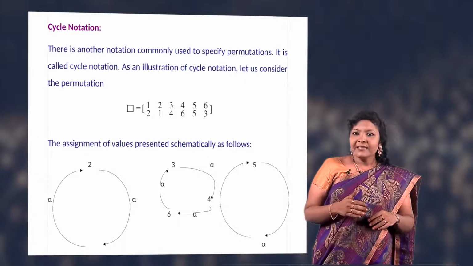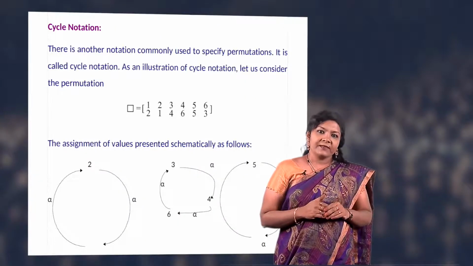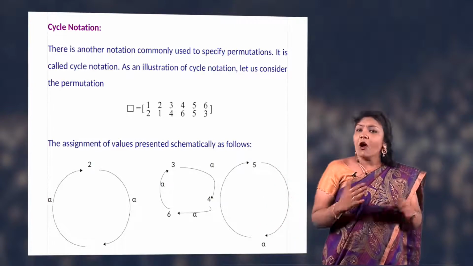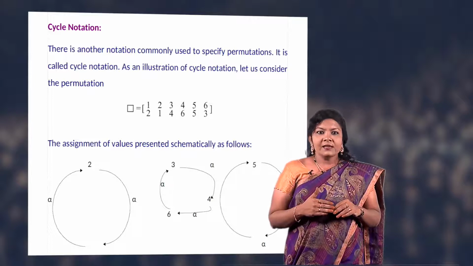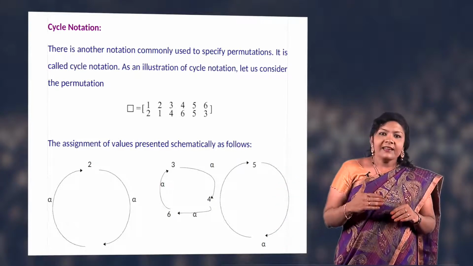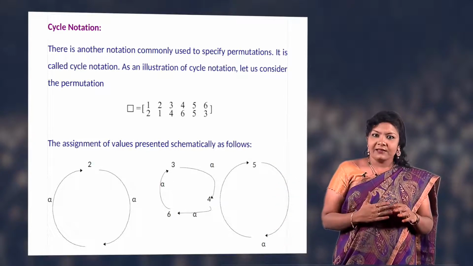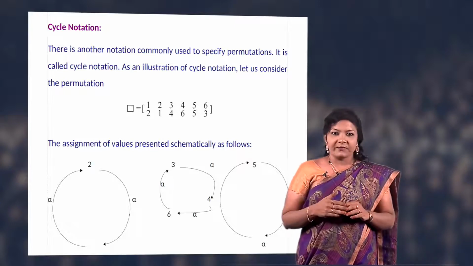Now, we are going to see these permutations in a different manner. That is nothing but cycle notation. There is another notation commonly used to specify permutations. It is called cycle notation. As an illustration of cycle notation, let us consider the permutation.